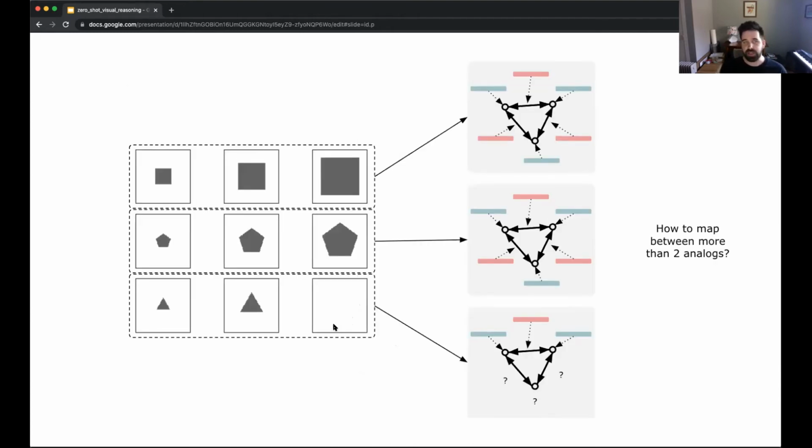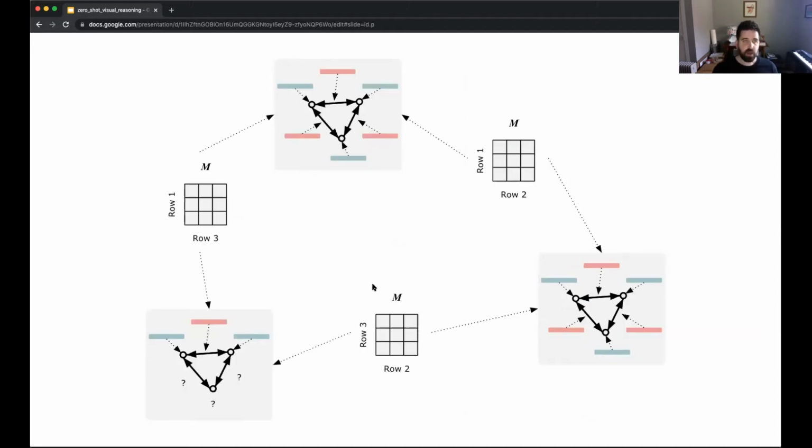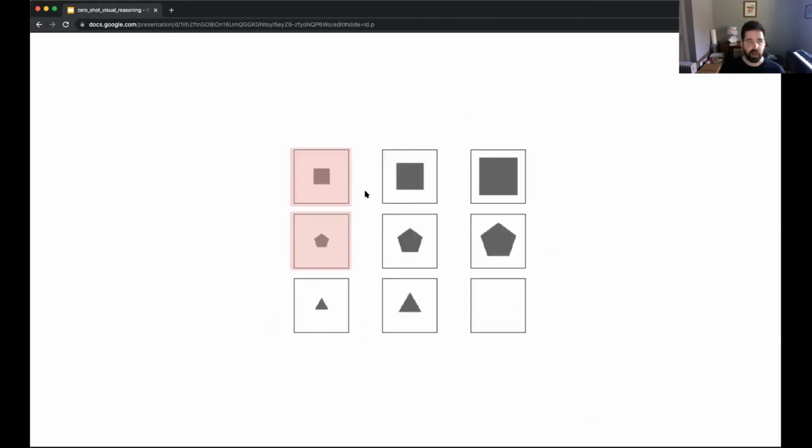Okay, so now the question is, how are we going to extend this procedure for mapping between a pair of analogs to Raven's matrix problem that has 3 separate analogs? One way that you could do this might be to optimize 3 separate mappings between each pair of rows, but this really isn't ideal for a couple of reasons. And so the first reason is we want the mappings that the model discovers to be transitive.